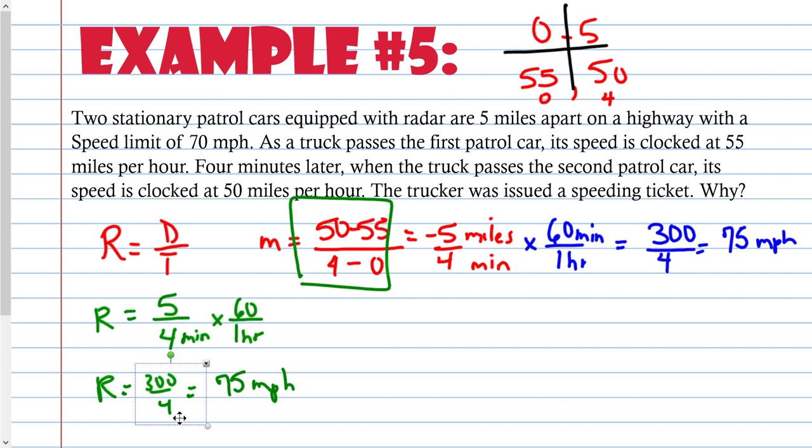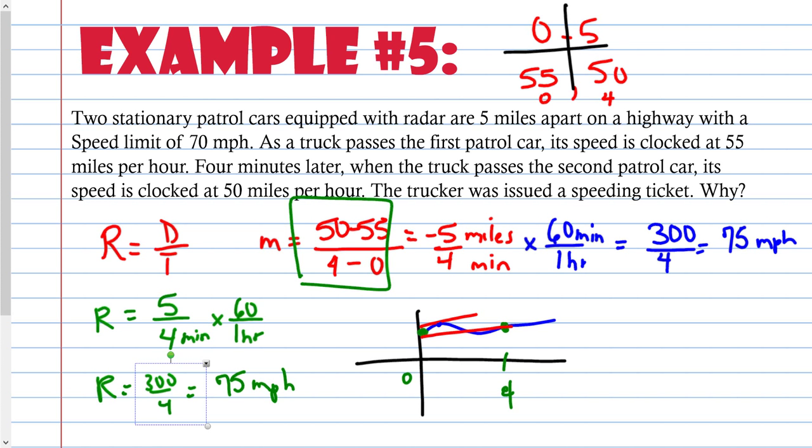Now, that just shows me that the trucker was, at some point, going 75 miles per hour. Because somewhere in between 0 and 4 minutes, and I'm just going to make a little weird graph, somewhere between 0 and 4 minutes, somewhere between here, the slope is the same as the slope from 0 to 4.